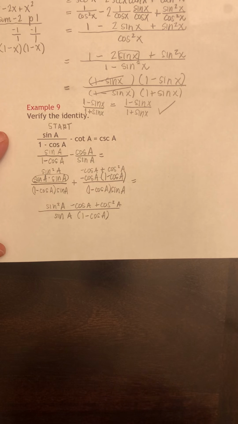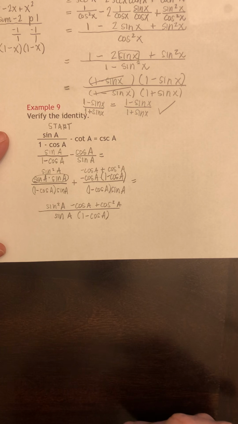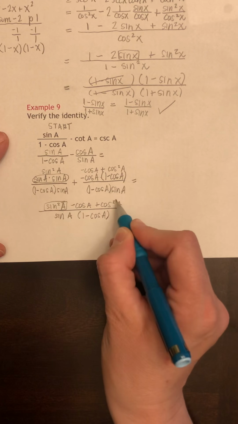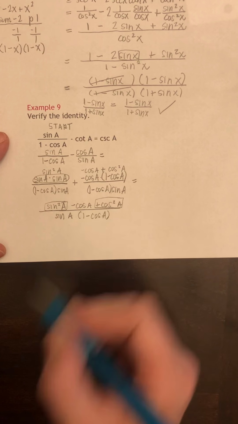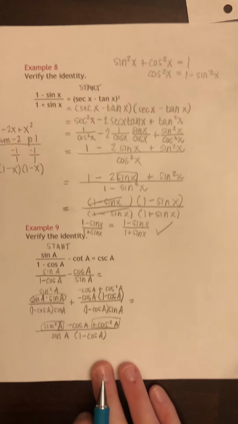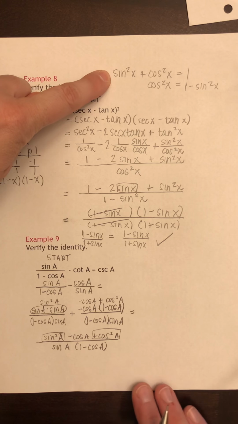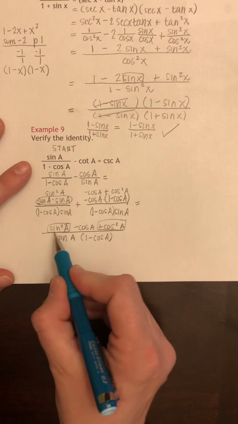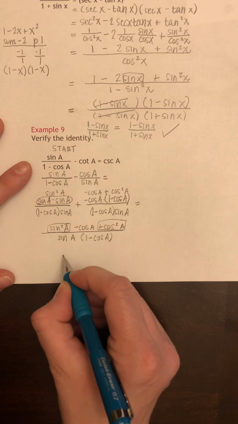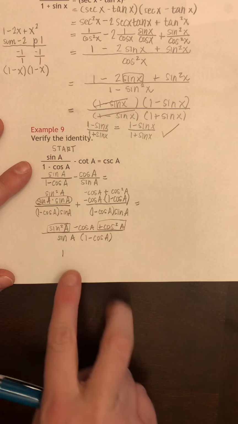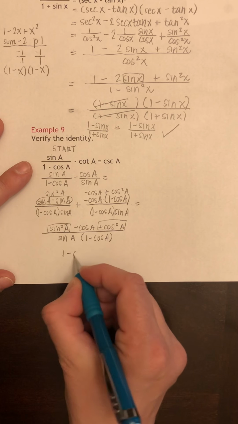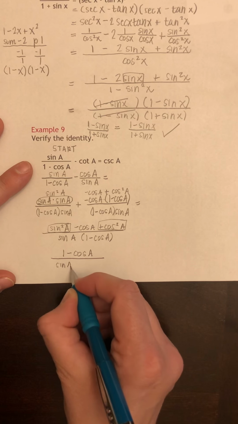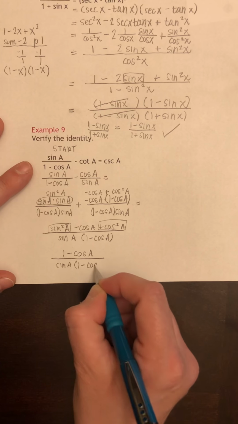Now, as you're working through these problems, hopefully you're always looking for relationships. And I'll tell you what I see. I have a sine squared A plus cosine squared A. We've seen that a lot today. We've used it a moment ago. What's sine squared x plus cosine squared x going to equal? A 1. So those two together turn into 1. We still have minus cosine A. Denominator is still the same, sine A times 1 minus cosine A.